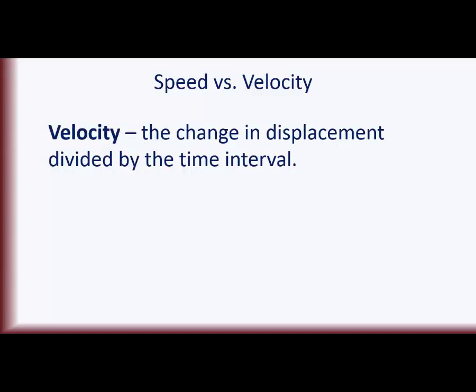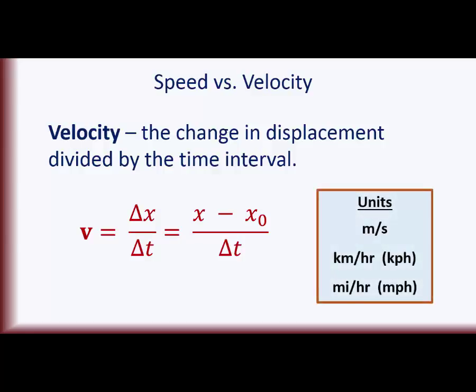The definition for velocity shown here uses the word displacement instead of distance. The equation for velocity looks like this. If you were to read this equation out loud, it would sound like this. Velocity is equal to the change in position divided by the change in time, which is equal to the final position minus the initial position, all divided by time. The units for velocity are the same as the units for speed, but don't forget that velocity needs a direction.